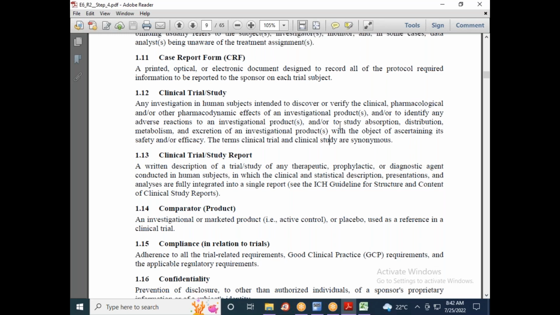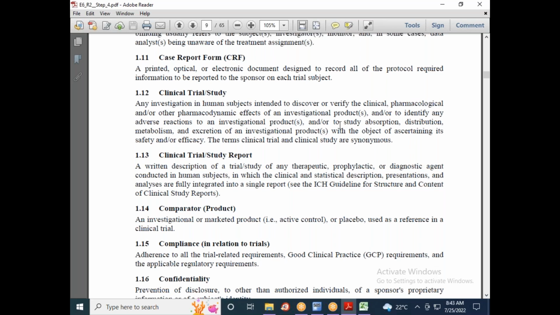Okay, right. So pharmacodynamic effects are how the body responds to the drug. What the body does to the drug. Correct? Okay. So what does your body do to the drug? What the body does to the drug.